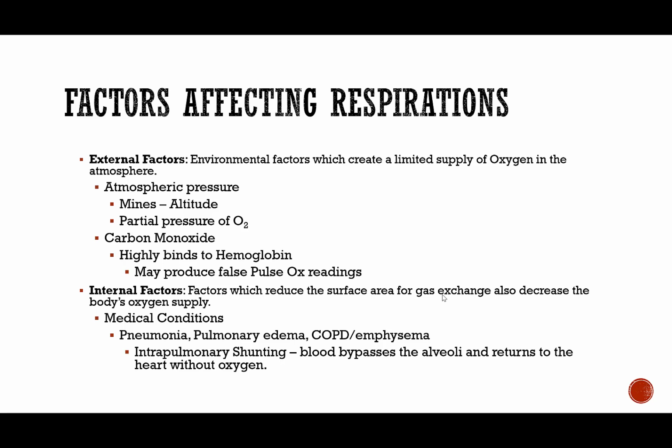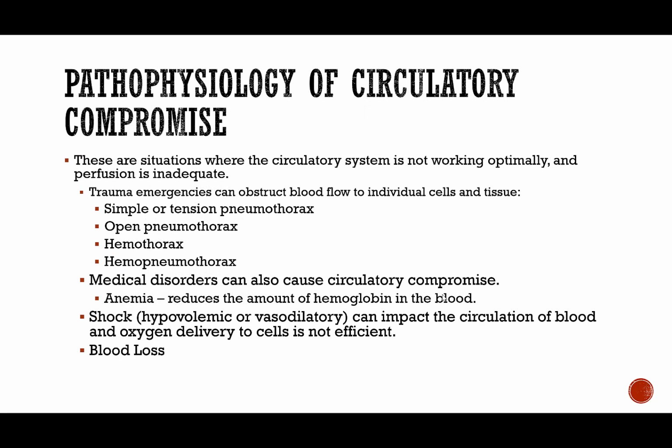which could be pneumonia, pulmonary edema, COPD, emphysema, what's known as intrapulmonary shunting, which is when blood bypasses the alveoli and returns to the heart without oxygen, which is basically a ventilation perfusion mismatch, right? Shunting, where we don't have the right amount of oxygen in our body. And we should already know that when that starts to occur, we don't have the right amount of oxygen in the arterial blood. That's going to lead to what? Hypoxemia, which is going to eventually, if not corrected, lead to hypoxia. So just know that there are external and internal factors that can affect respiration.